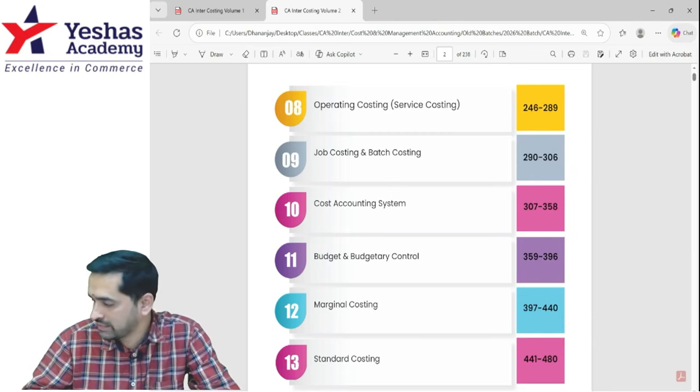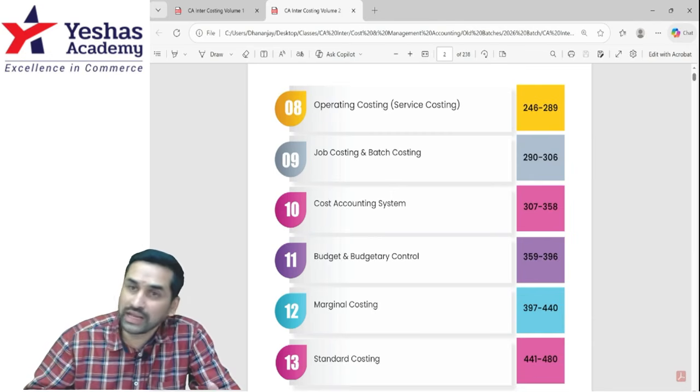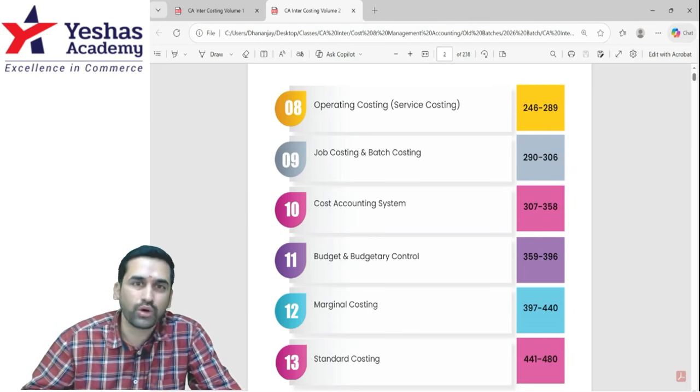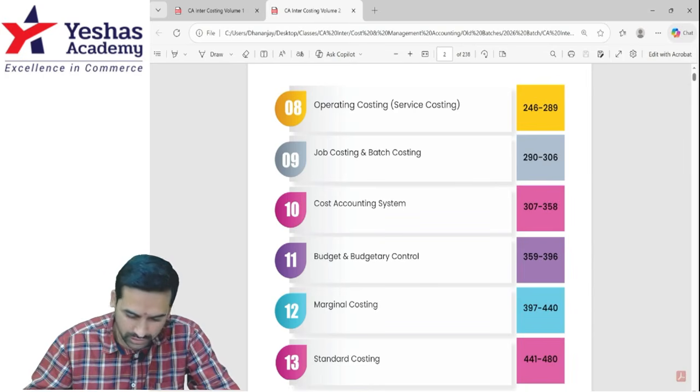Job and batch costing, easy, don't ignore. Especially batch costing has that EBQ formula that can be a good MCQ type question in exam. Job costing is easy, similar to cost sheet. You can go a little fast in job costing, no problem.